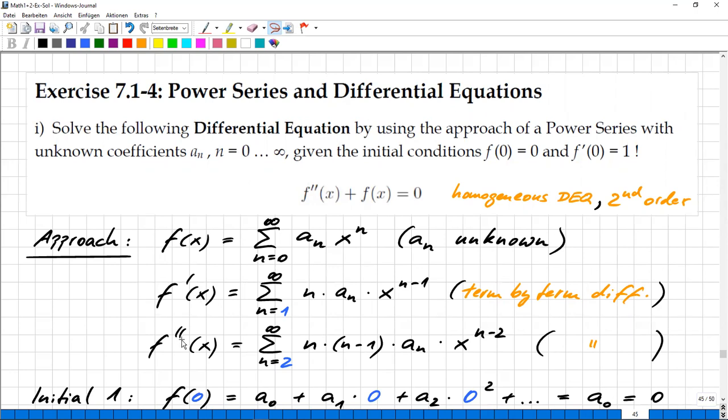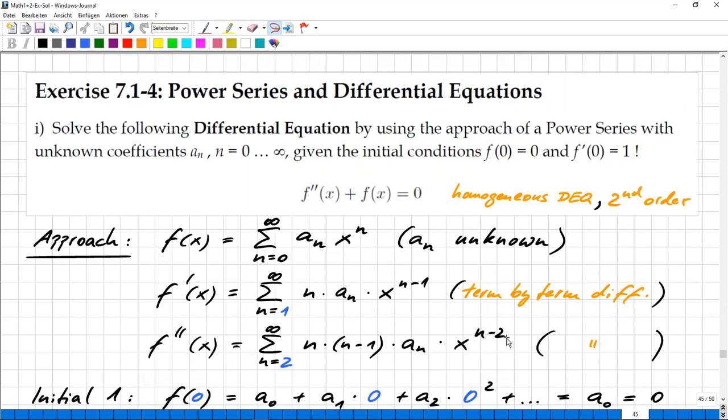The second derivative is taken by much the same method, by differentiating this symbolic term again. So now the new exponent gets another factor. I sorted it in this way, n times n minus 1, in descending order. Then our original coefficient still stays there as a constant factor. It's not affected by the differentiation, of course. And the exponent is reduced one more time, so we have x to the power of n minus 2 inside.